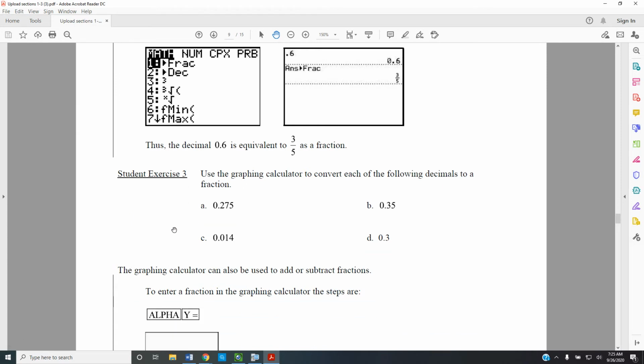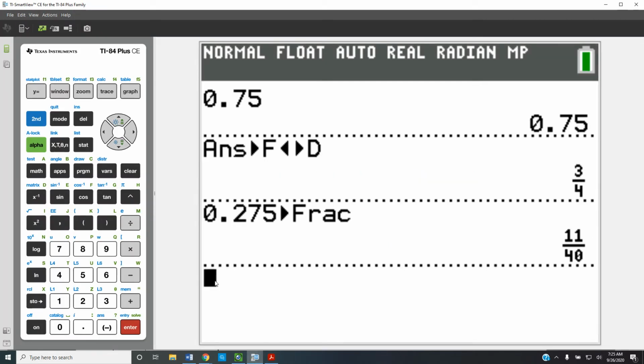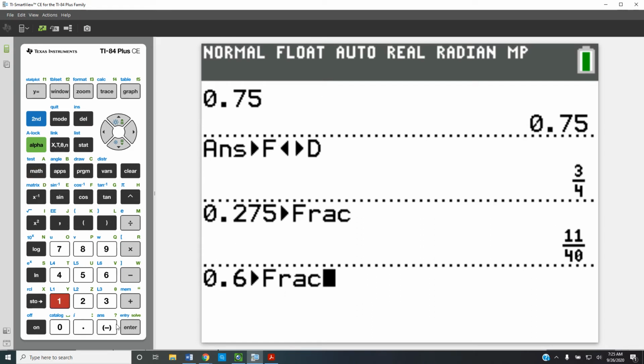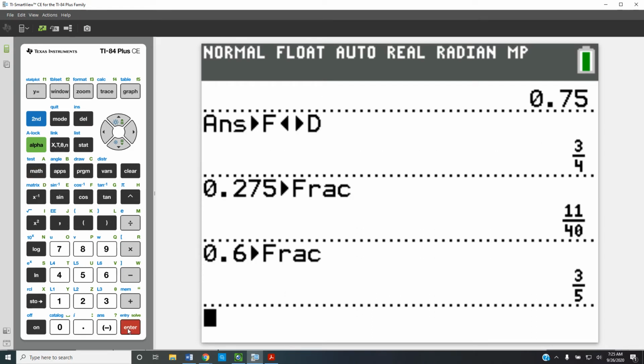So try those in your student selection. We'll do this one right here as the last one. Decimal 0.6 is 3/5. Well, let's try 0.6 like we were given. Let's put in 0.6. Let's ask for it as a fraction. Number 1. Let's hit enter, and 3/5 is our solution.